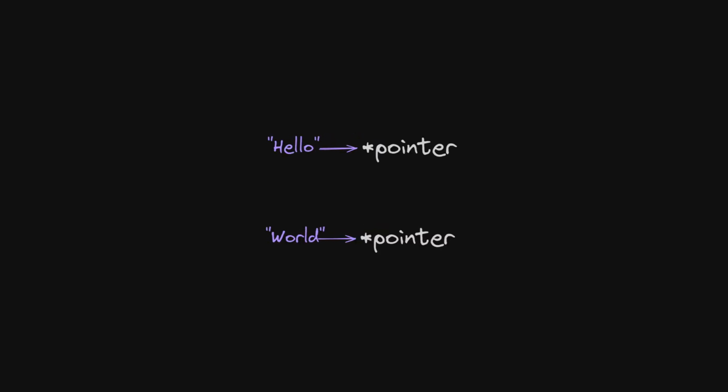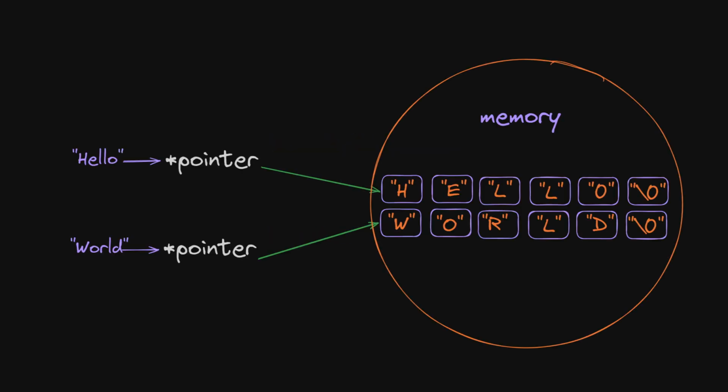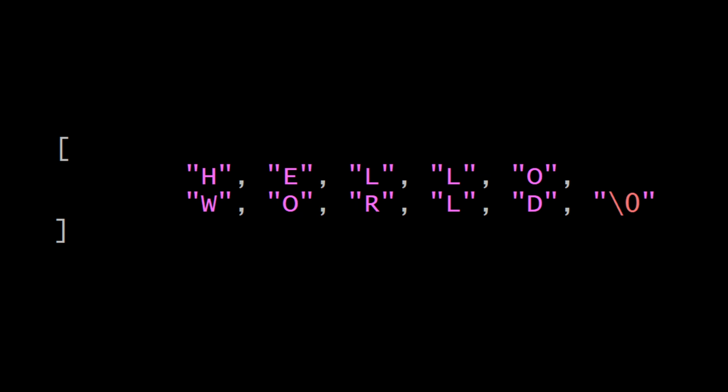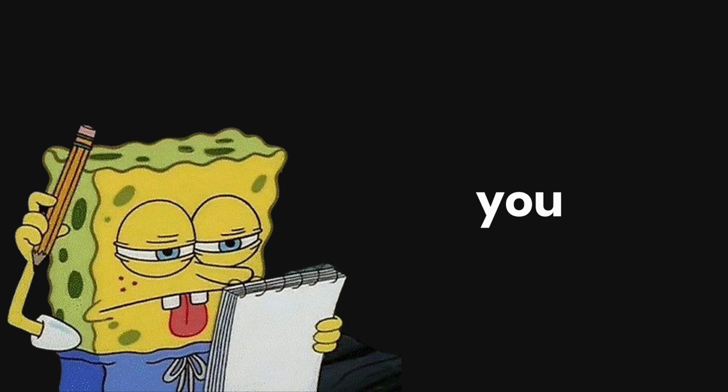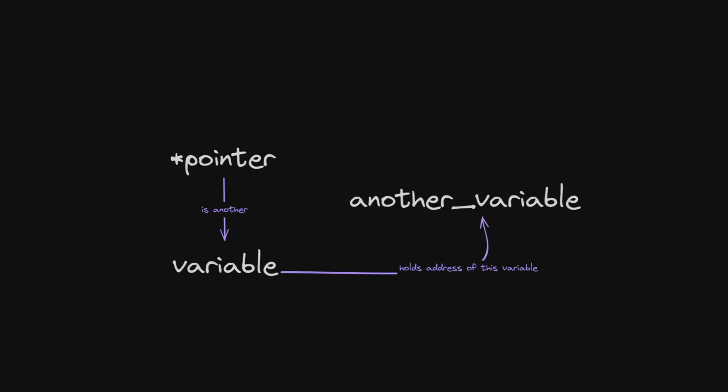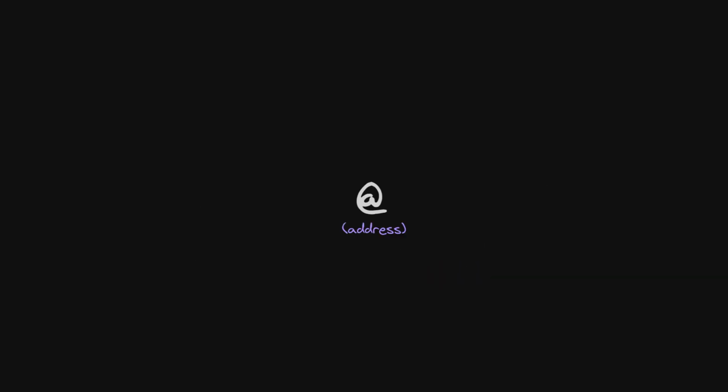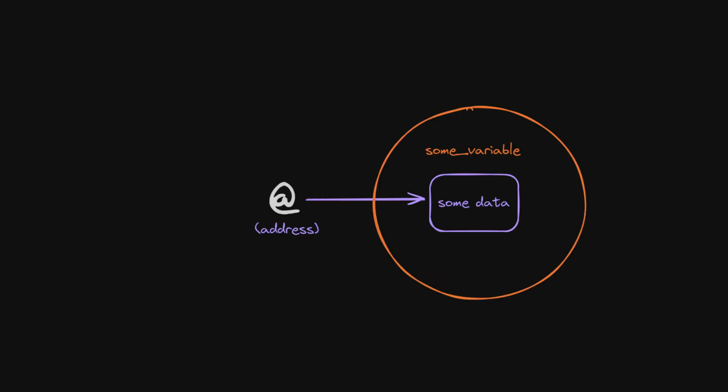Basically, strings are pointers to the memory location where the data is stored, or more simply, just arrays of characters where each element is a character from the string. Now, in case you don't know what a pointer is, despite all the controversial definitions, a pointer is just a variable which holds the address or location of another variable. It's like an address to some data that we store in a variable.